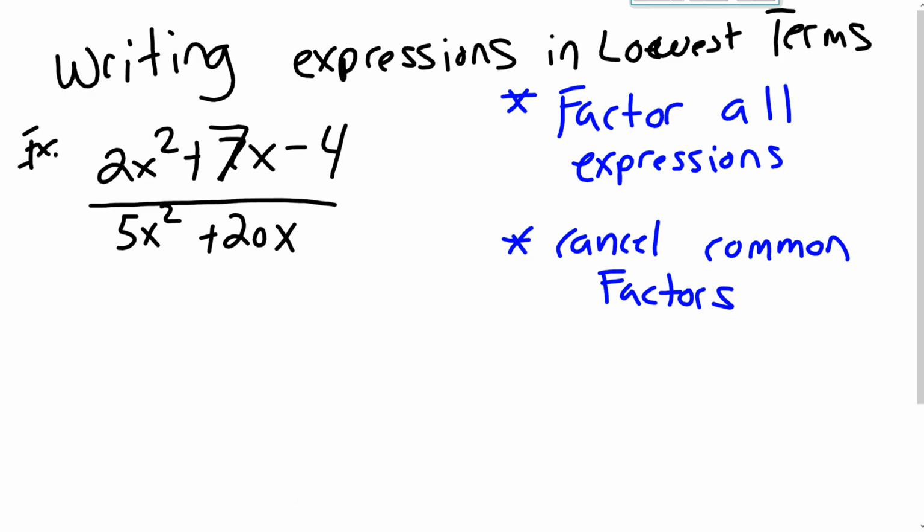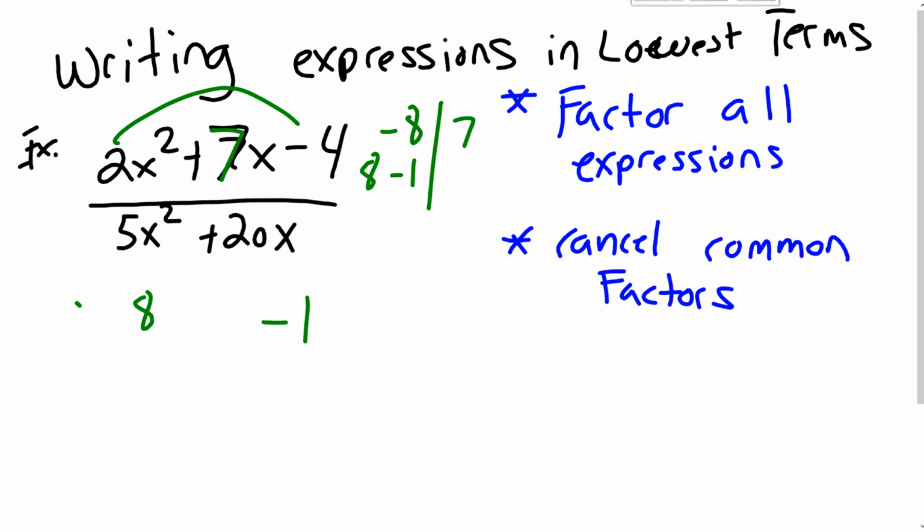Okay, here we are simplifying. When we're simplifying, it's the same kind of thing. We factor both the top and the bottom, and then we cancel common factors. Out of the top, that's a 7x. And on the top we can do the c times a method, so we get negative 8. What are the factors of negative 8 that add up to 7? That's a positive 8 and a negative 1. So I'll just do the top here. We have 8, negative 1, x plus 8, x minus 1, and then we divide by our a, which is 2.